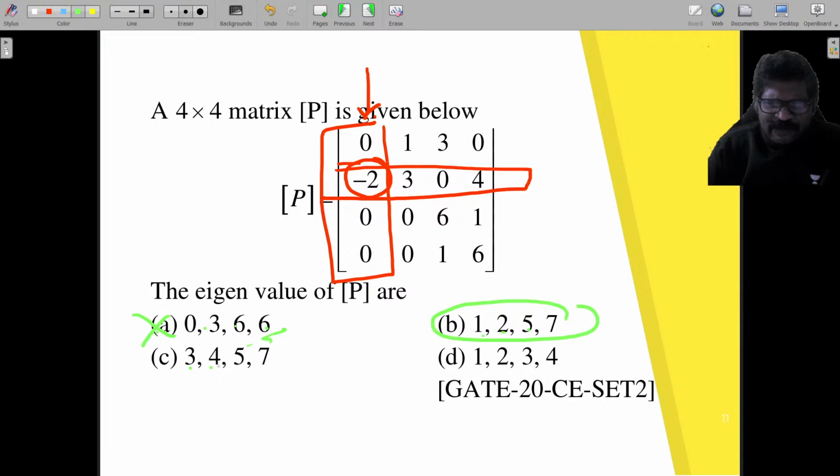3 4 is 12, 12 5 is 60, 60 into 7, 420. Now 1 2 3 4, this is not the answer. Only the second option is satisfying. Det P equal to 70. Product of eigenvalues equal to 70. Only in the second option. That's why the second option is correct in this problem.